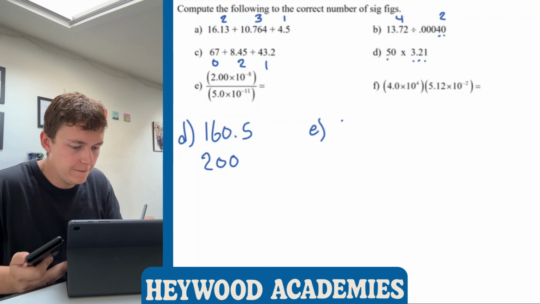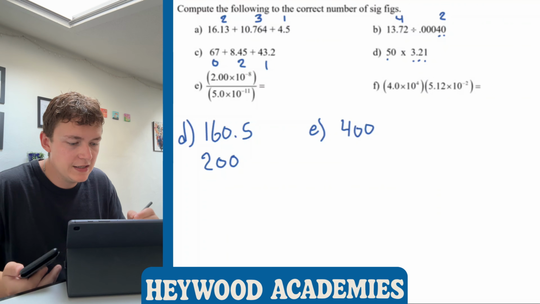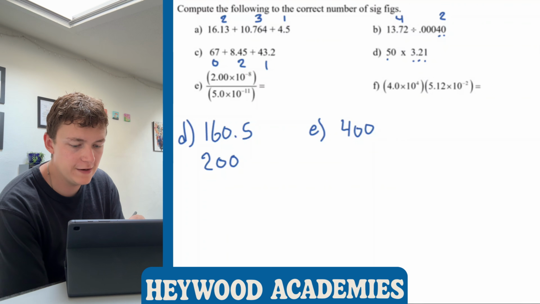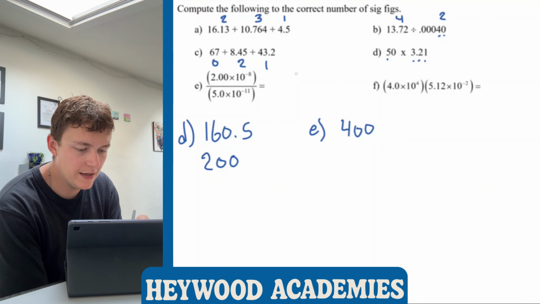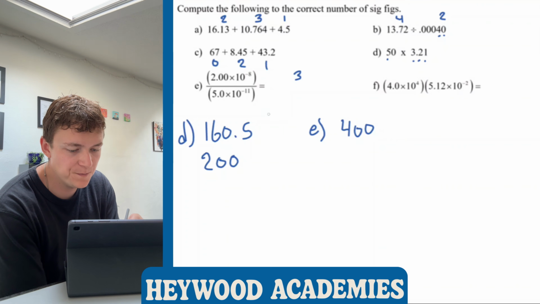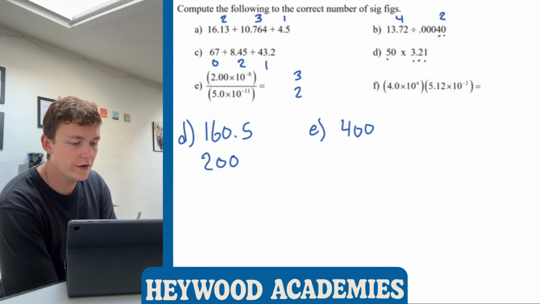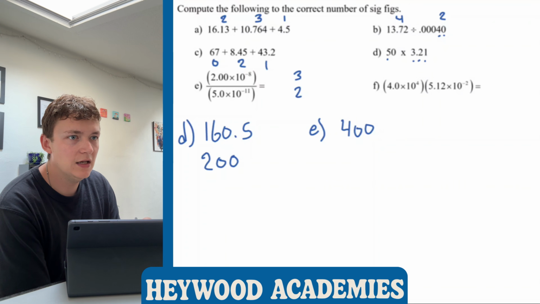That gives us 400 as an answer. Now we're doing division again, so we've got to count significant figures. The first number up top has 3 significant figures, and the second one has 2. So we go with what's worse, which is 2. And we've already kind of got that here.